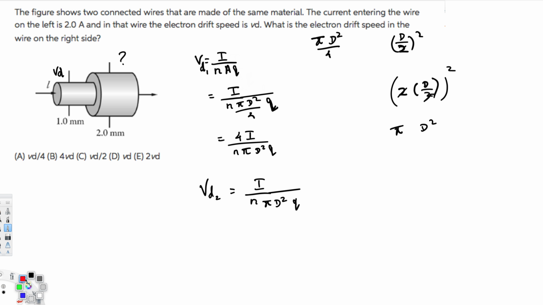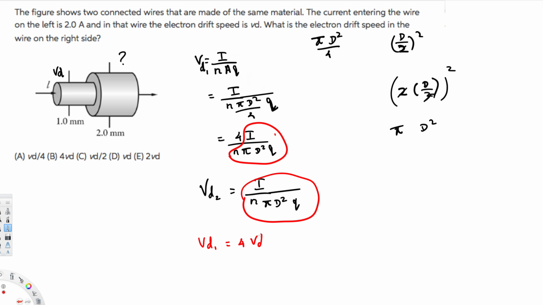And let's make a connection between Vd1 and Vd2. If you notice, this whole thing right here matches this one, right? So we can replace this whole value with Vd2. So Vd1 is equal to 4 Vd2, right? Now we are trying to find Vd2. This is Vd1, and we are trying to find Vd2. Vd2 is going to be equal to Vd1 over 4. So that's going to be the answer.